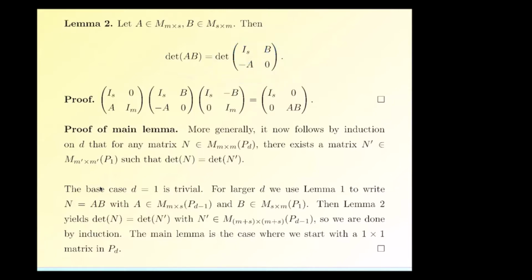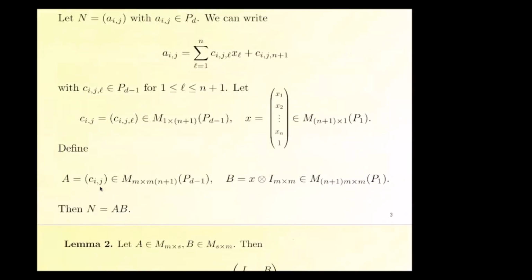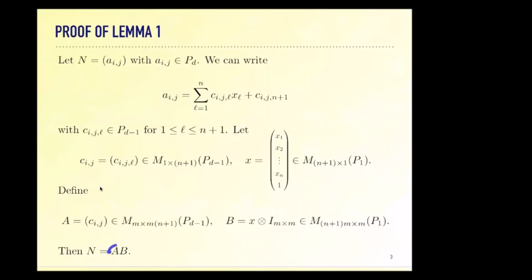And the point of this, just to go back, was that A times B was our matrix that we started with, where the coefficients were polynomials of degree D, and A and B have the property that they're matrices that multiply to this matrix that I started with, but they each have coefficients with smaller degree. So this is degree D minus 1, this is degree 1.